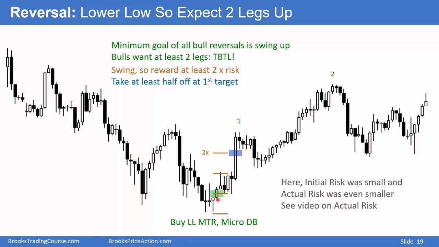The actual risk is so small that 2 times actual risk is not a big enough target when you're looking at a pattern this big. So minimum goal, I would base it upon initial risk. And I would expect more than that because even 2 times the initial risk is not very big. Probably going to get more than 2 times the initial risk, but that is a reasonable initial target.